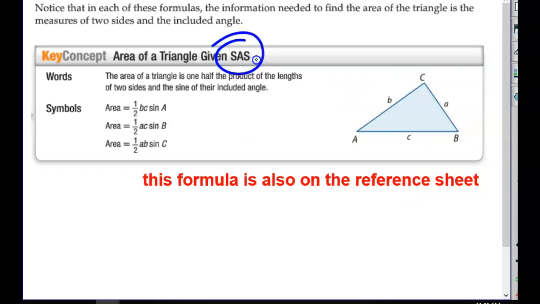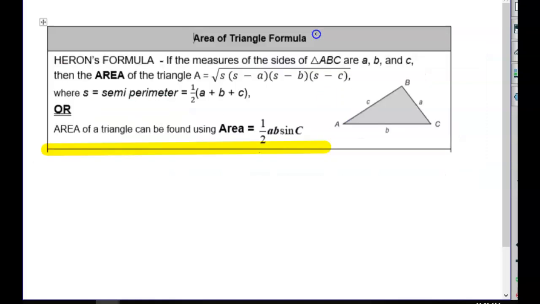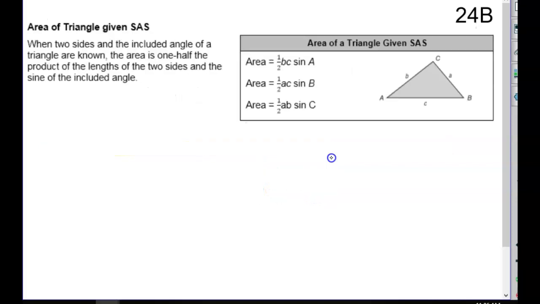All right, the other area formula is when you know 2 sides and an angle in between. I didn't bother to put all three versions of this on your quiz, okay? It's just whatever two sides you know and the angle in between. So it looks like this on your reference sheet. But does everybody understand it could be 1/2 BC sine A, etc.? Okay? It's two sides and the angle in between.